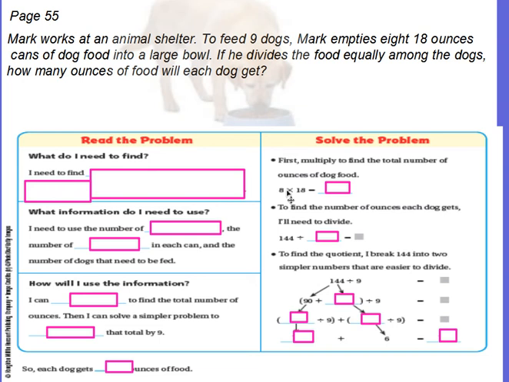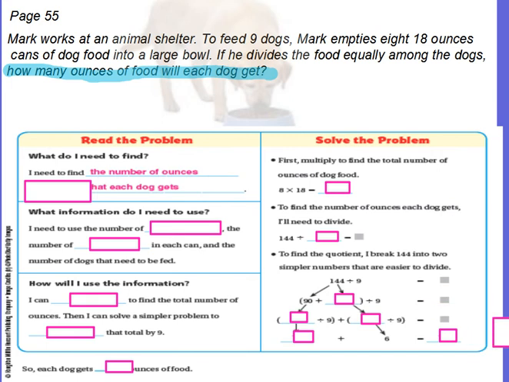So the first thing I need to do is find out, what do I need to find out? What's the purpose of doing this story problem? Well, if I look back here, it's usually the question they're asking at the end. How many ounces of food will each dog get? So that's what I need to find out, the number of ounces of food each dog will get. So add that, please.